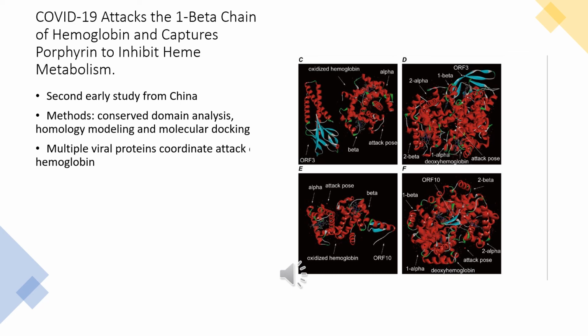These coordinated attacks would cause there to be less functional hemoglobin to transport oxygen and carbon dioxide, which would produce negative coagulation effects and respiratory distress. When heme's anabolic pathway is interfered with, human disease is the expected outcome. Homology modeling, molecular docking, and conserved domain analysis were also used for this study as well.